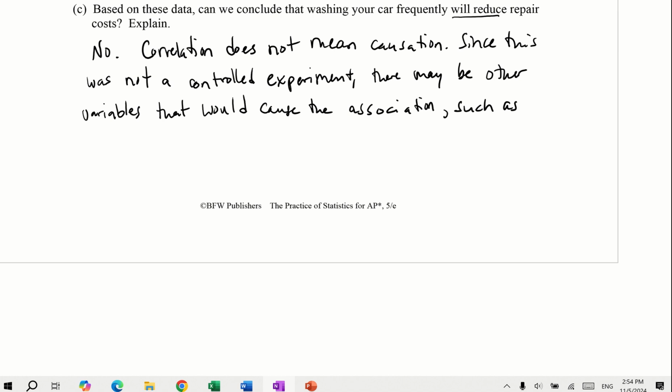So what we want is a variable that reduces the repair costs, but is also associated with washing your car frequently. For example, if you wash your car frequently, that means you are pretty good at maintaining your car, so you might have other habits of maintaining your car, which therefore reduces repair costs, because you don't have to do as many expensive repairs on the car.